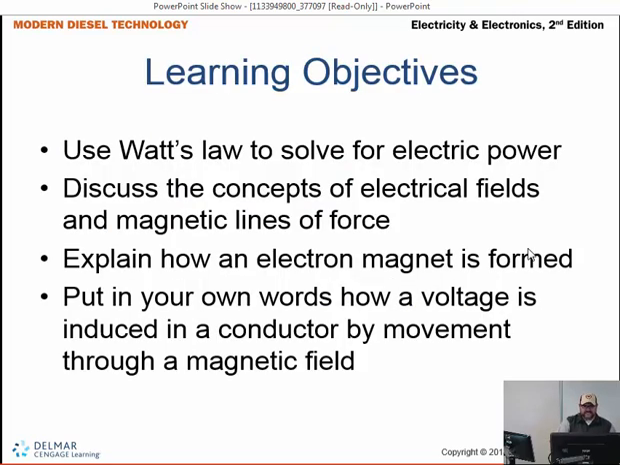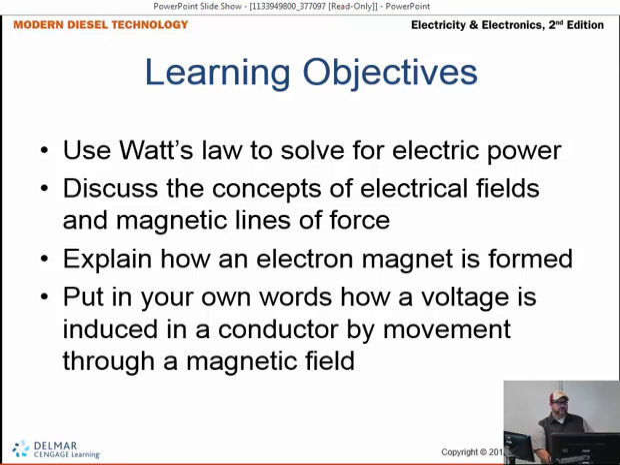So today's lesson, we're going to be talking about the use of Watt's Law, how to solve for electrical power, discuss the concepts of electrical fields, magnetic lines of force, and explain how an electromagnet is formed. Put into your own words how voltage is induced into a conductor by movement through the magnetic field. It's really important that you put it into your own words.